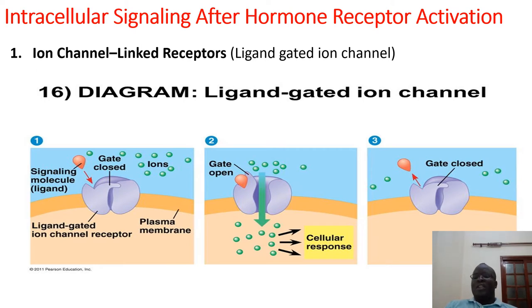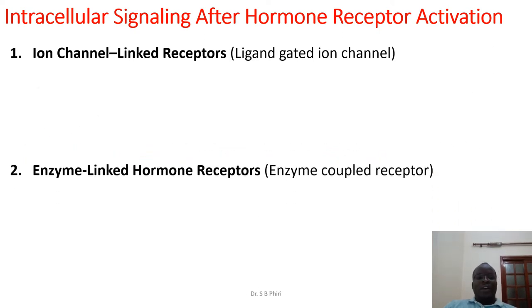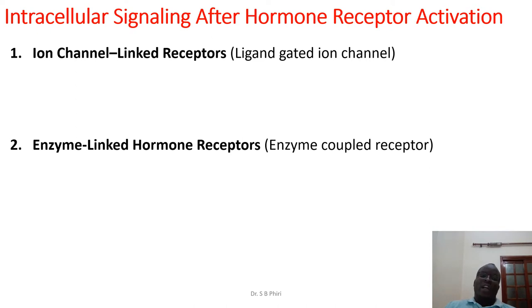But the moment the hormone moves away from the receptor, the receptor will change shape again, and the gate will close so that there is no movement of ions. So this is a mechanism by which a ligand can bind to the receptor, causing the opening of ligand-gated ion channels. Then this can produce a cellular response. That's one mechanism. Then the other mechanism is via the enzyme-linked hormone receptors.